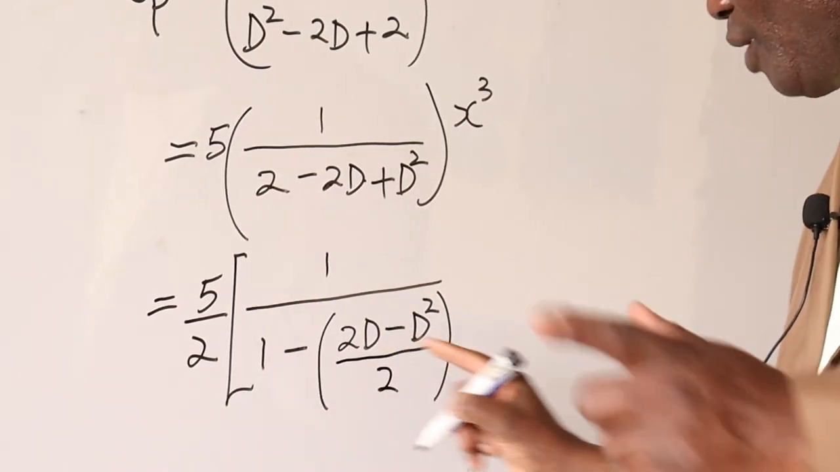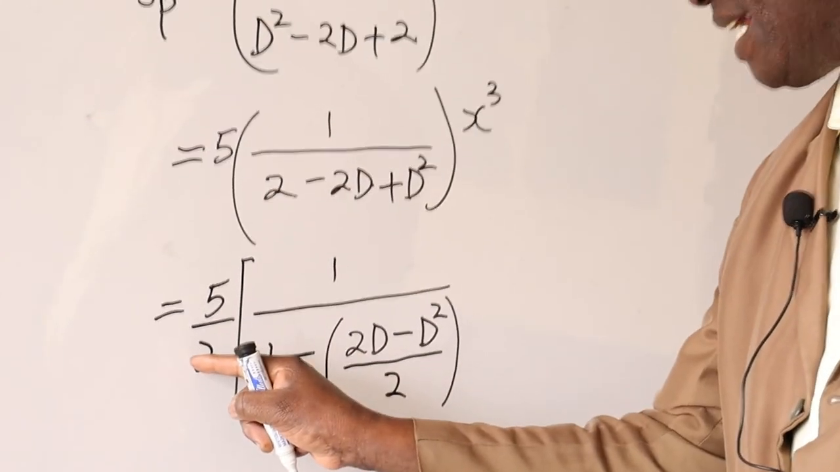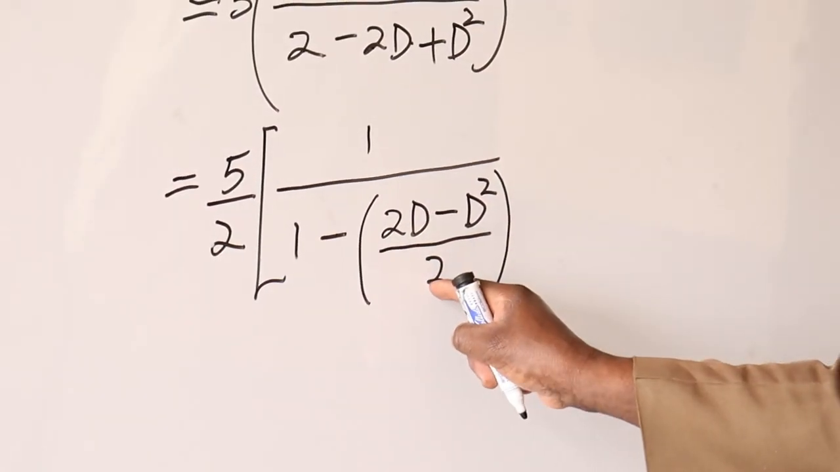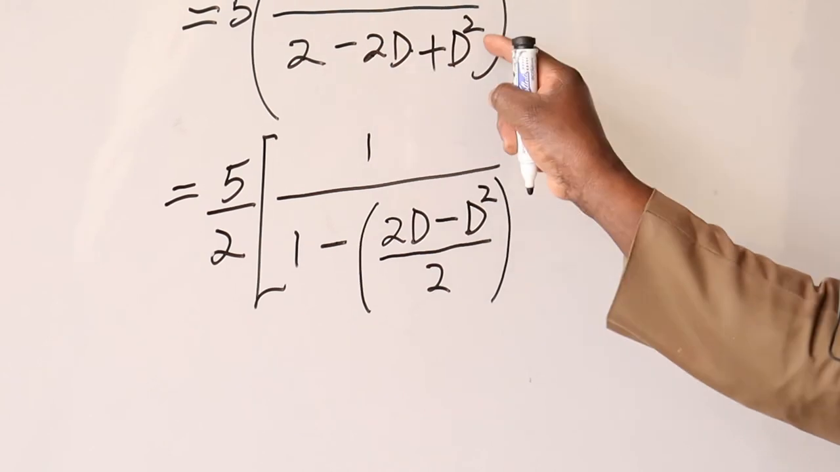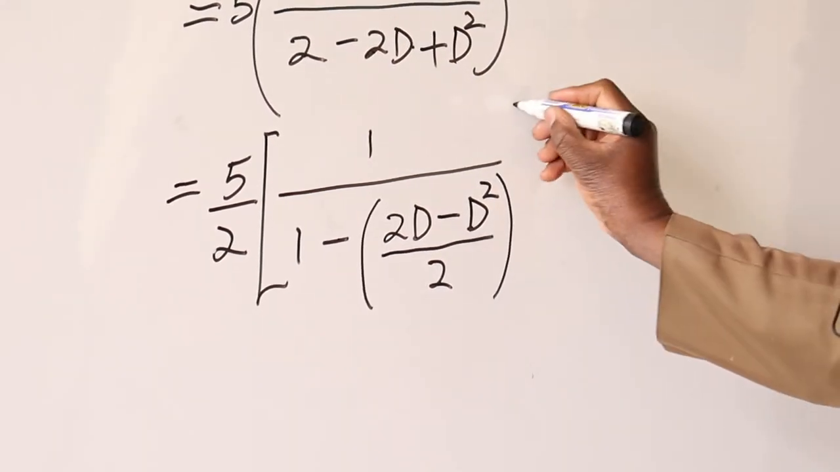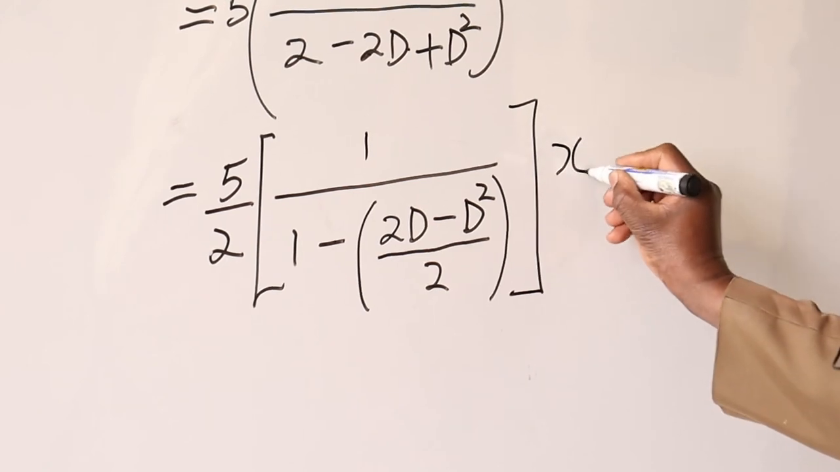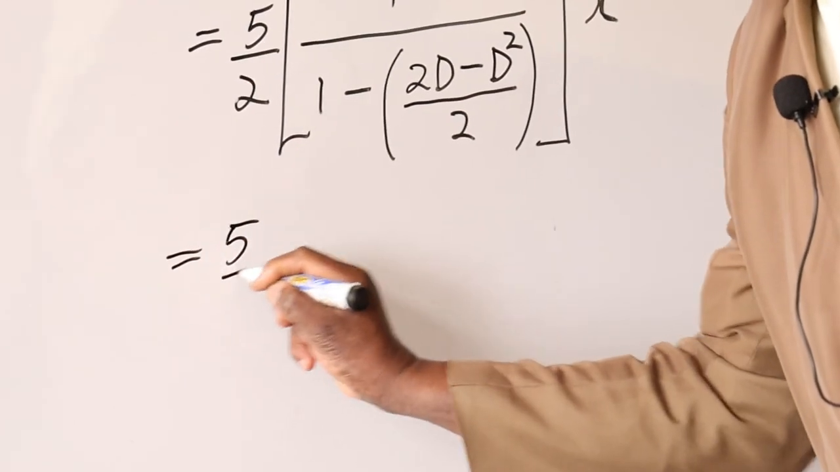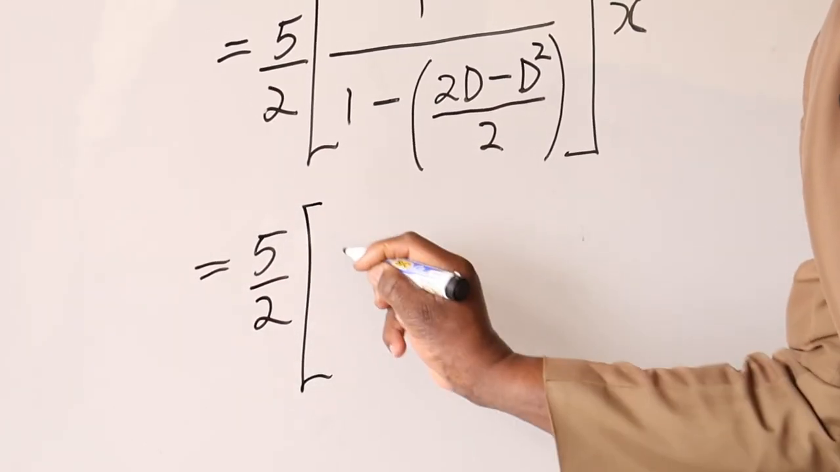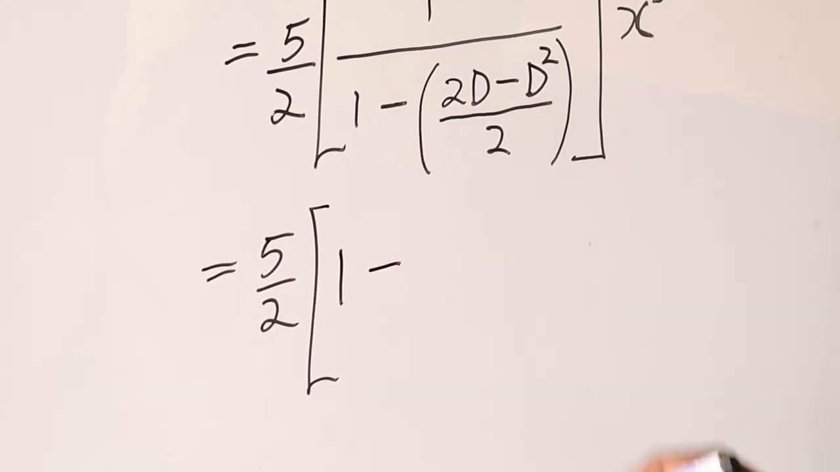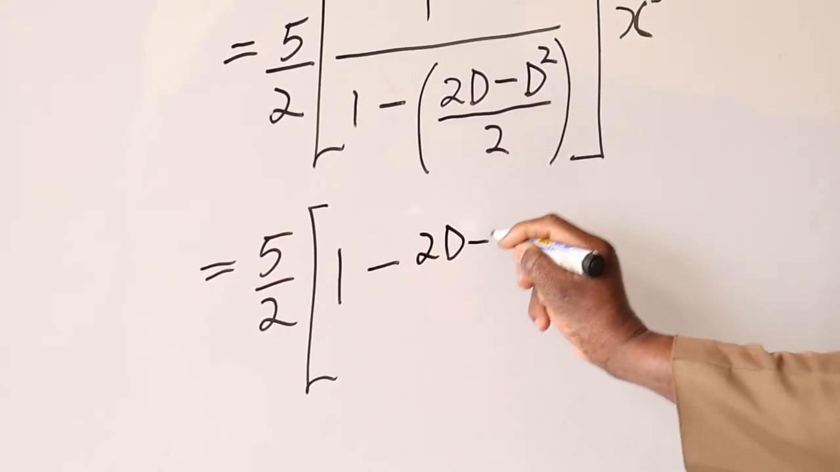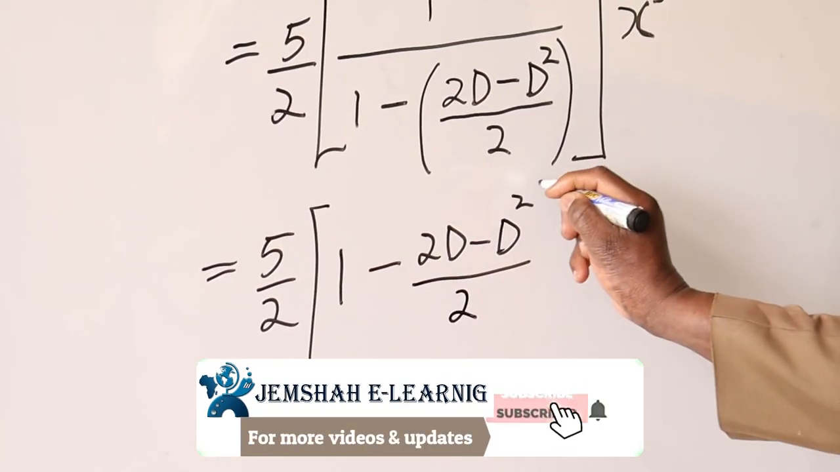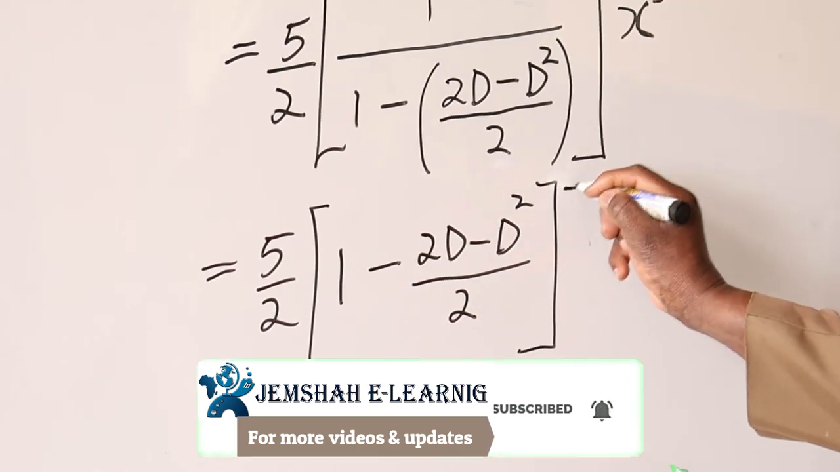By 2, so that when we open our bracket, these 2 will cancel that. When you multiply out 2 times 2, you will get your 2. 2 times this will cancel this 2. And when we open our bracket, we are back to where we came from. So the whole of this acting on x cubed will be equal to 5 all over 2 into 1 minus now (2d minus d squared) all over 2, the whole of this raised to power minus 1.